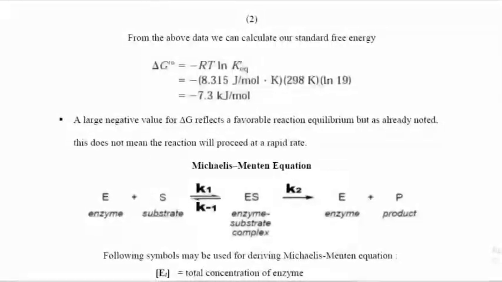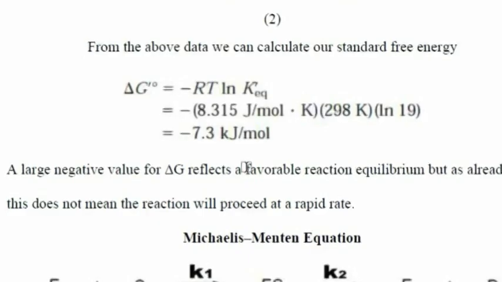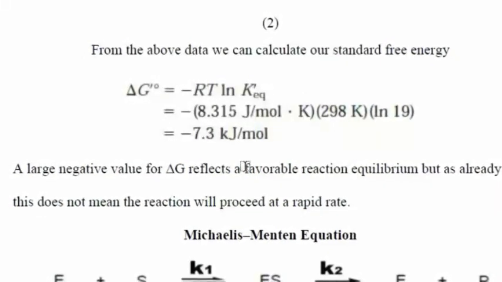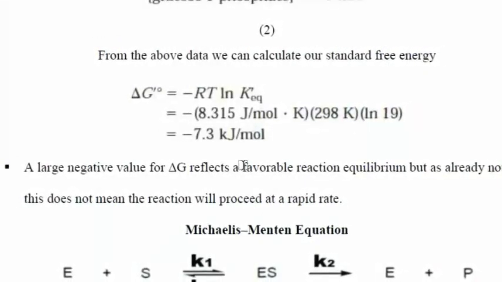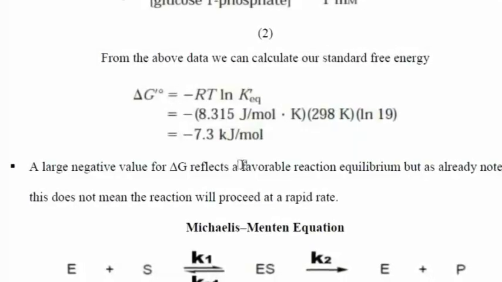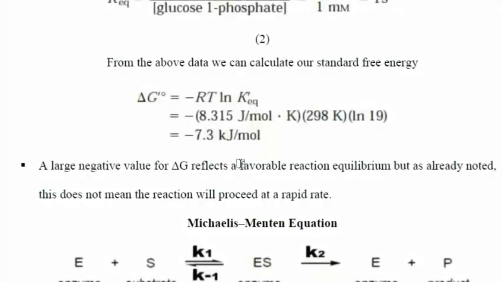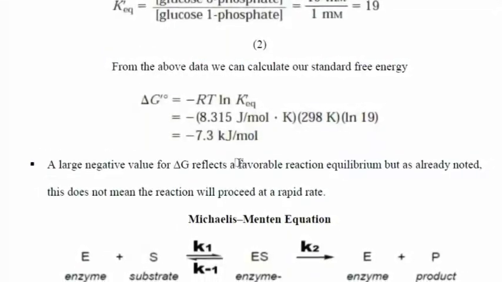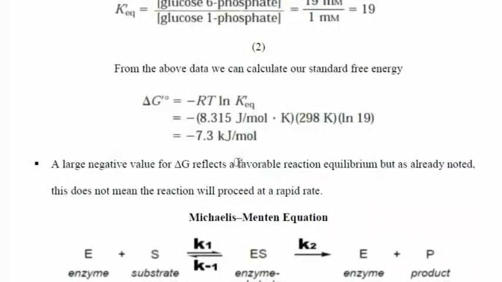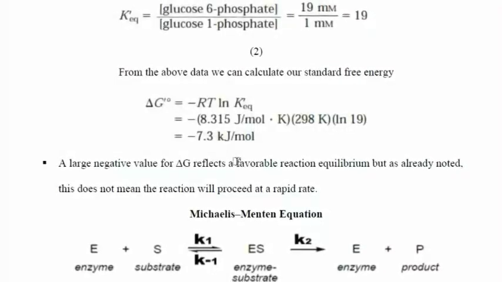Ln 19 will give us a positive sign, and positive times negative will give us negative. So positive times positive or negative times negative will give us positive. We should be mindful of that, except if we have a negative coming from ln KEQ, that will only negate the presence of the minus before the value of the gas constant and the temperature.